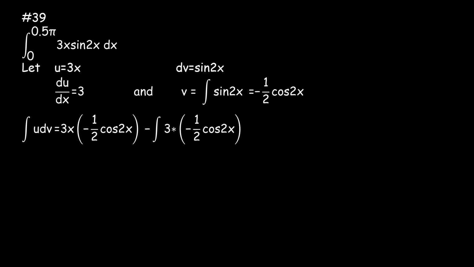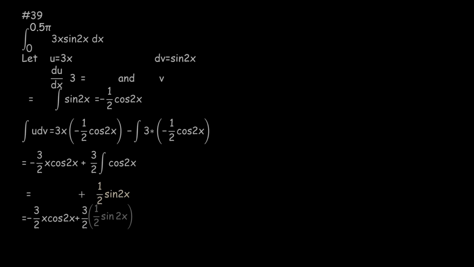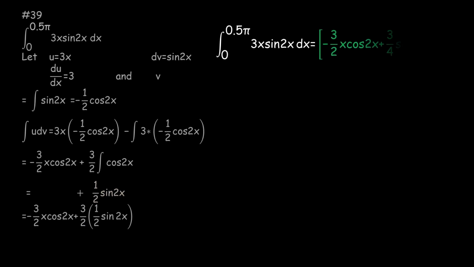So we'll just focus on this right hand side of the equation. To integrate cos 2x, that'll be half sine 2x, right? If we now substitute this back into the equation, we would have -3/2 x cos 2x plus 3/2 times half sine 2x. If you remember, you can check out question number 7 where we integrated sine 2x and cos 2x. Okay, now we can go ahead and plug in our limits.